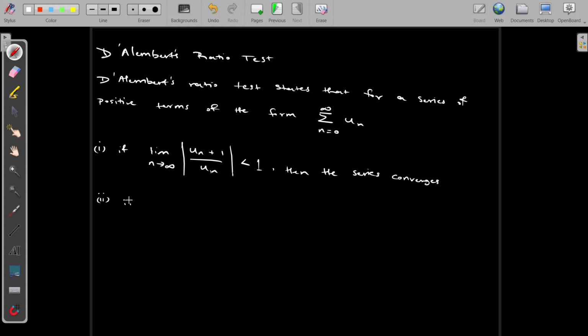If the limit as n approaches infinity is greater than 1, then the series diverges.